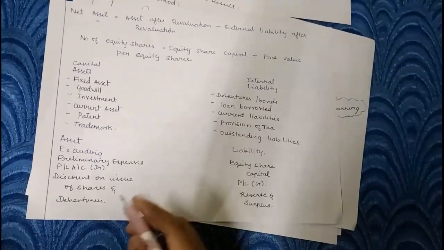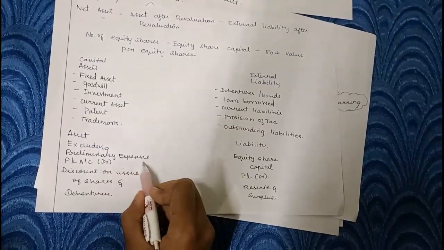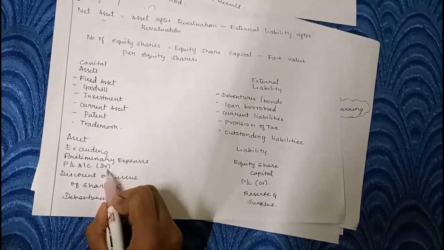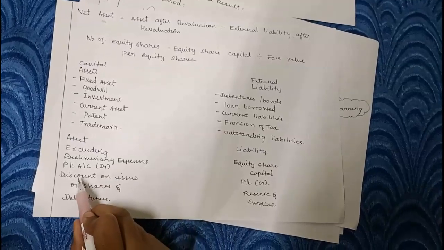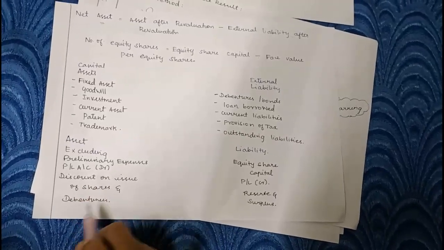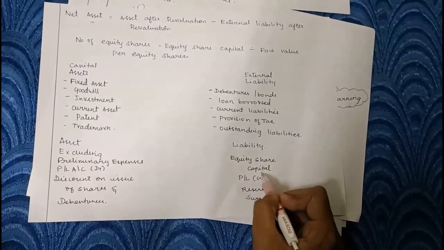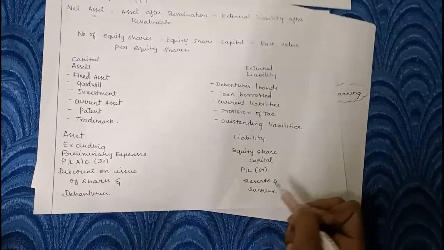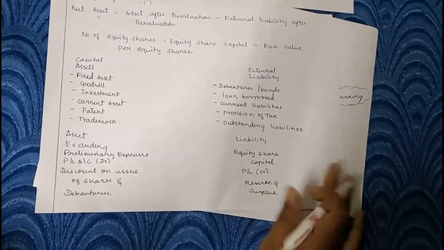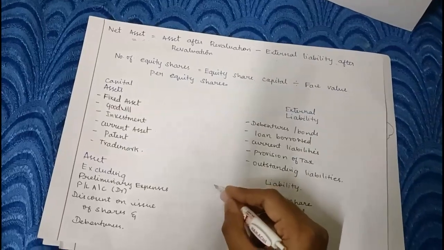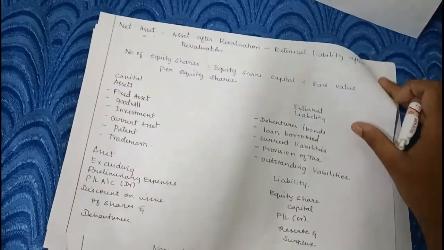எக்ஸ்க்ளூடிங் என்னென்ன பண்ணுவோம்னா அசெட்டில் ப்ரிலிமினரி எக்ஸ்பென்சஸ், P&L அக்கௌண்ட்டை டெபிட் சைட் போடுவோம். அண்டு டிஸ்கவுண்ட் ஆன் இஷ்யூ ஆஃப் ஷேர்ஸ் அண்ட் டிபஞ்சர்ஸ். அதே லயபிலிட்டி சைடில் பார்த்தீங்கன்னா ஈக்விட்டி ஷேர் கேபிட்டல், ப்ராஃபிட் அண்ட் லாஸ் கிரெடிட் சைடில் போடுவோம். ரிசர்வ் அண்ட் சர்ப்ளஸ் போடுவோம். இதோட நெட் அசெட் மெத்தட் கம்ப்ளீட் ஆகுது. இதெல்லாம் தான் நெட் அசெட் மெத்தட் கீழே வரும்.